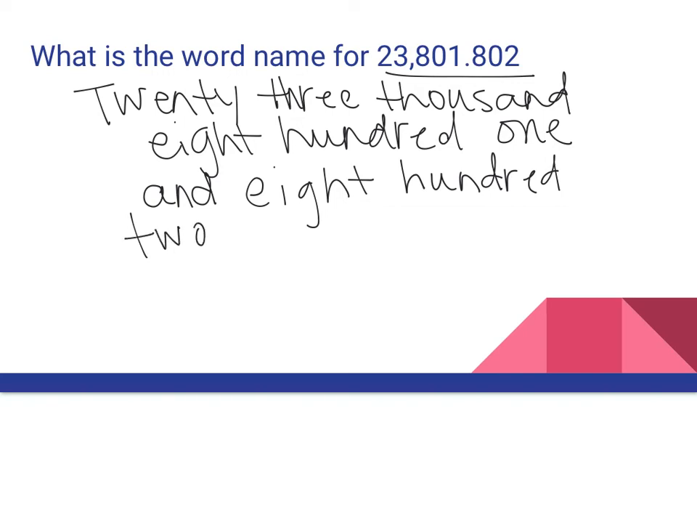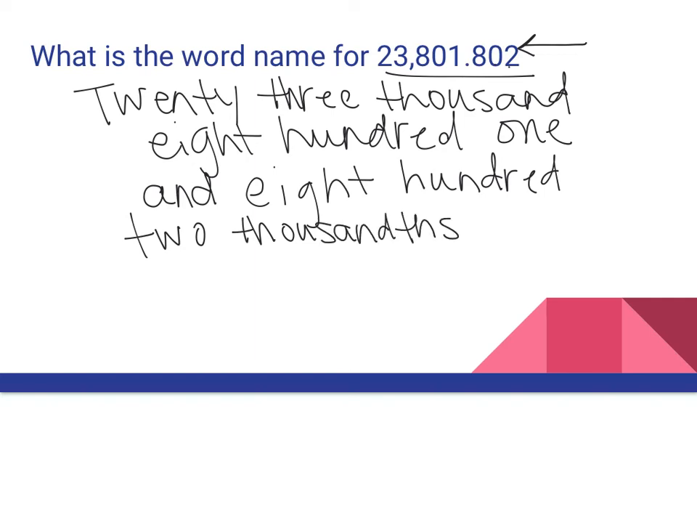The last step to write the word name is simply to state the place that the least digit sits in. The last place value here is in the tenths, hundredths, thousandths, so I would write the word thousandths to complete this problem.